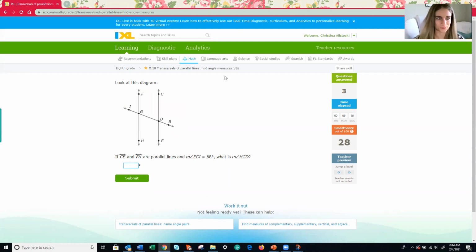We'll do a couple more because there's a big variety here. All right, CE and FH are parallel. The measure of FGI is 68 degrees. What is the measure of HGD? HGD. Oh my goodness, we got another X. We're getting lots of vertical angles. So if they're vertical angles, what does that mean it equals? 68 degrees because they are congruent.